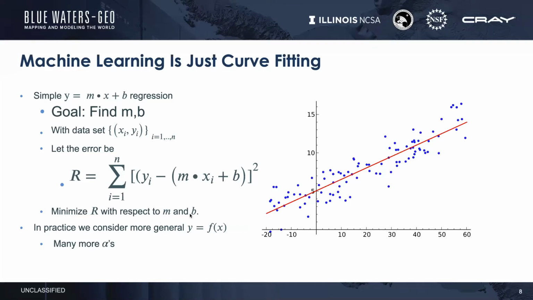In your calculus 1 course, you would have taken the derivative of this with respect to m and b, set them equal to 0, and then solve. And it would just be a linear algebra problem. But in practice, our formulas are much more complicated. They're like the formula that I just walked through from that neural network example, where there are many, many more unknowns than just your m and b.